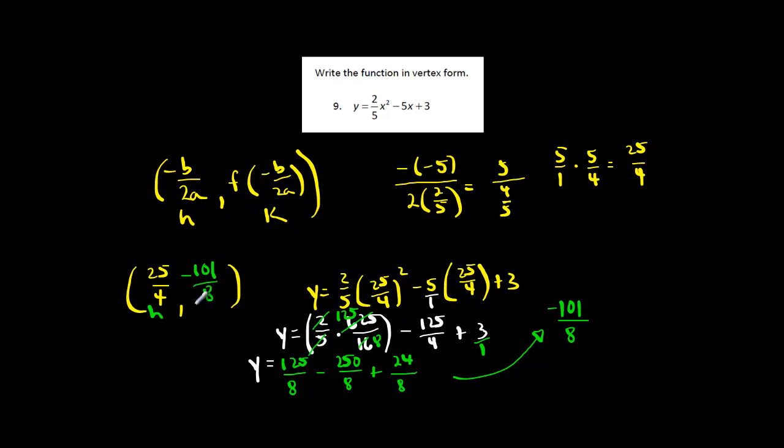So this is our h and k values. And our a value is 2/5. So this is a pretty ugly problem. But the answer is going to be y equals a, which is 2/5, parentheses, x minus h, so that's going to be 25/4, squared, plus k, so plus a minus is a minus, so minus 101 over 8. And this here is the answer.